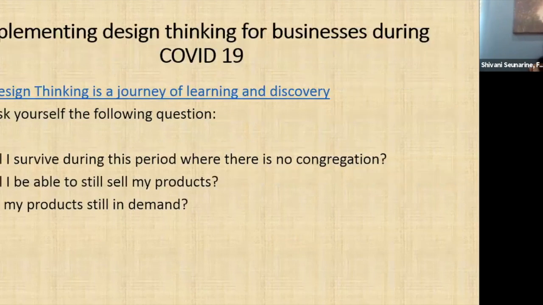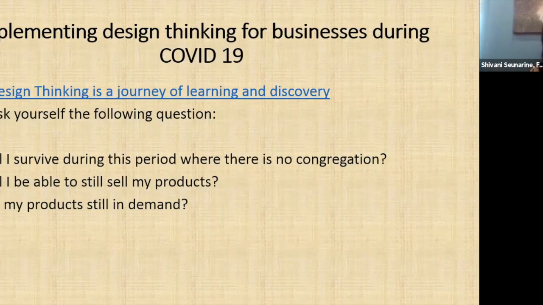I want to just look at this now. Implementing design thinking for businesses during COVID-19 is something that you're always hearing about over and over. Well, it's COVID. What am I going to do now? And I underline this part. Design thinking is a journey of learning and discovery.